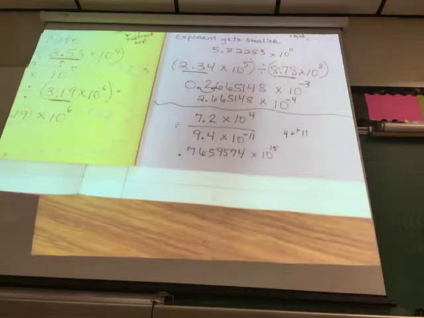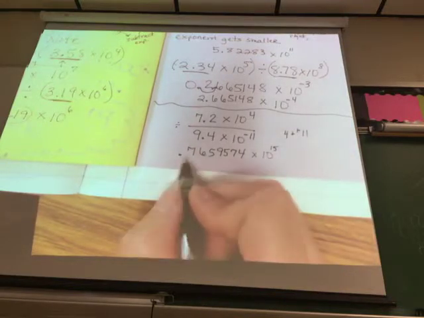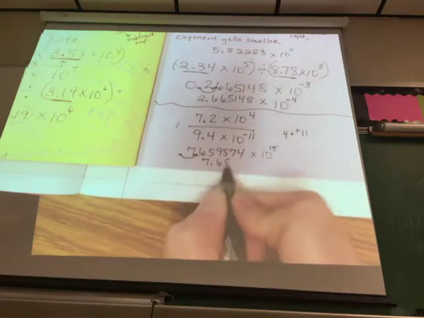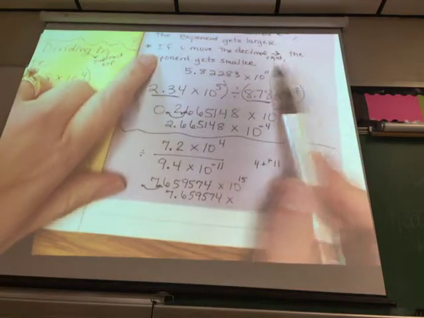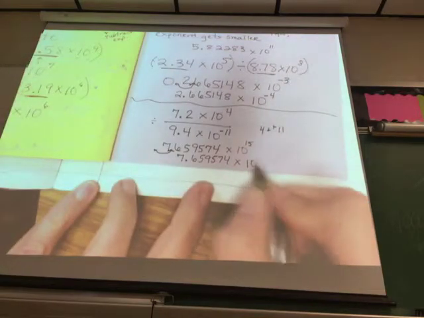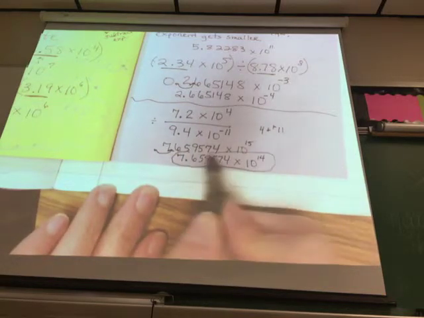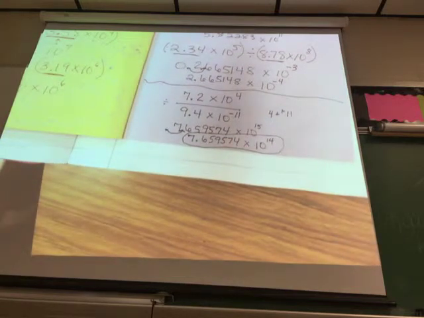And now I'm not finished because this is not a number between 1 and 10. I have to move my decimal one spot to the right to make it 7.659574. If I move it to the right, it says if you move the decimal to the right, the exponent gets smaller. And so instead of a 15, it's going to become a 14. There's your final answer. So this requires a little bit of thought, especially whenever you get your answers to put them in the actual correct scientific notation.